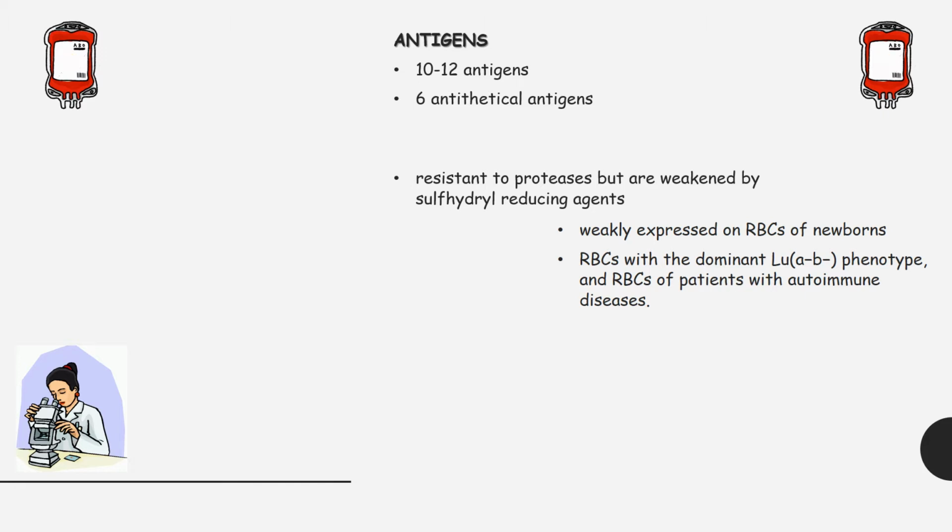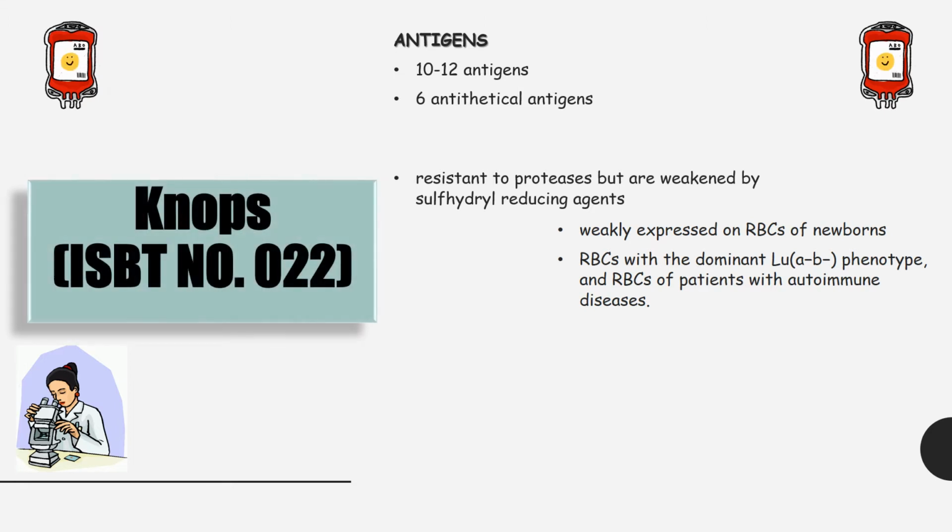Second blood group system is KNOPS, ISBT number 22. The KNOPS blood group contains 10 to 12 antigens, including 6 antithetical antigens. Several KNOPS antigens are racially segregated. KNOPS antigens are present on adult and cord RBCs, neutrophils, B lymphocytes, and dendritic cells. KNOPS antigens are resistant to proteases but are weakened by sulfhydryl-reducing agents.